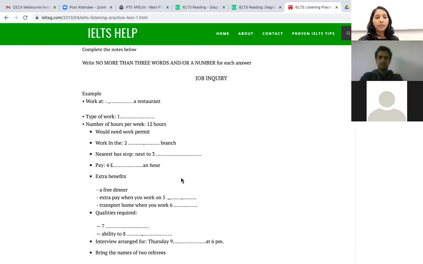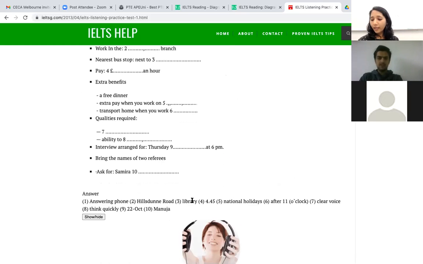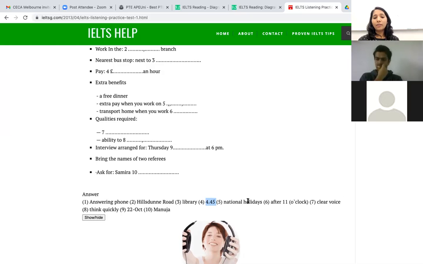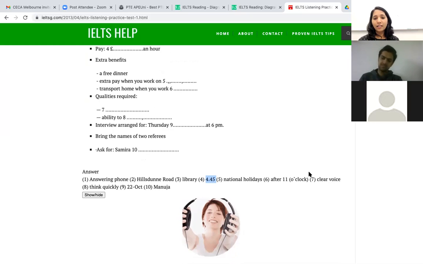Yeah. So the third one is library. Have you got that? Yes. Library. Fourth one is 445. Even though they told two numbers here, he told about his previous salary. The actual answer is 445. The next one is national holidays. Yes, holidays with plural form with an S. Then after 11, you can put 11 or 11 o'clock. Both are correct. But if you're putting o'clock, see that you put the apostrophe. You put the O and then clock, and there's an apostrophe after. What if we put 11 colon 00 o'clock?